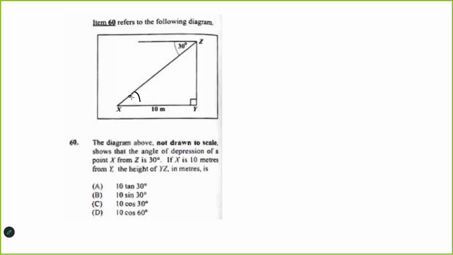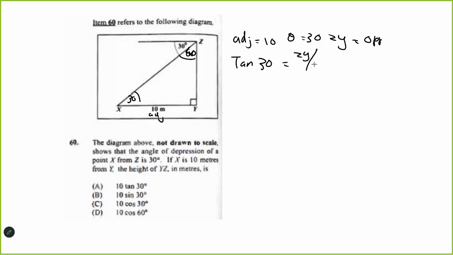If we use a 30, this one is your adjacent. If we're using this, it would be 60, right? So adjacent is equal to 10, theta is 30, and zy is equal to opposite. So you'll use tan 30 is equal to zy, opposite over adjacent. So it'll be 10 tan 30, which is E.